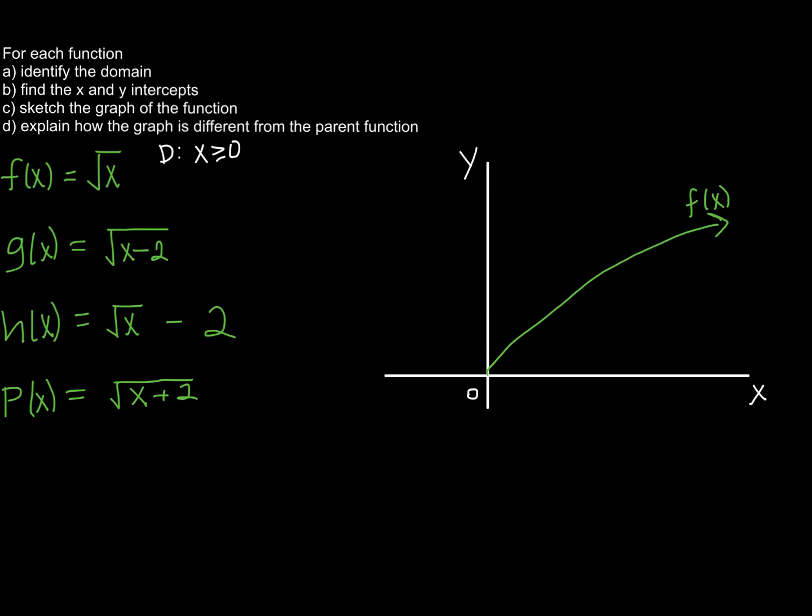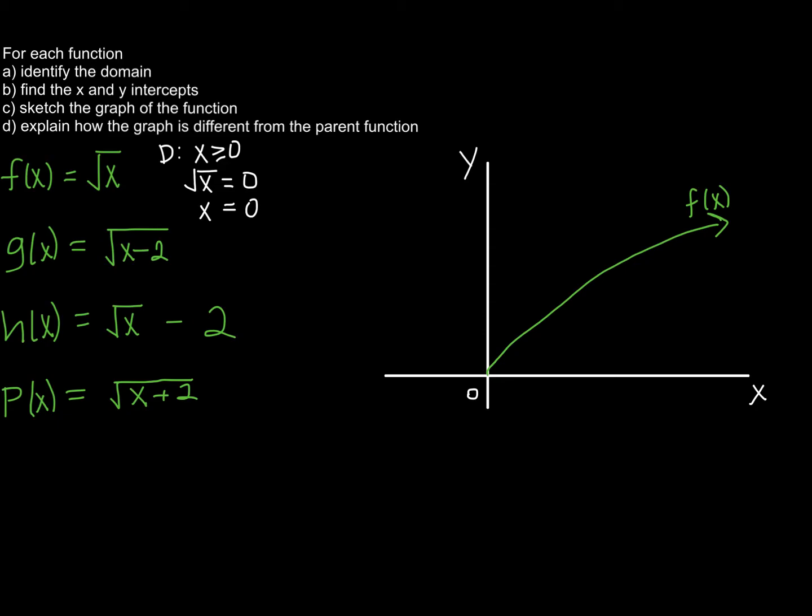The x and y-intercepts, well, these I can do really in my head here. If I set my y value equal to 0, I set my function equal to 0, the x value that I need to make that happen is x equals 0. I can show that work here. If I set square root of x equal to 0, then I'm going to square both sides, and I'm going to get x equals 0 squared, which is still 0.